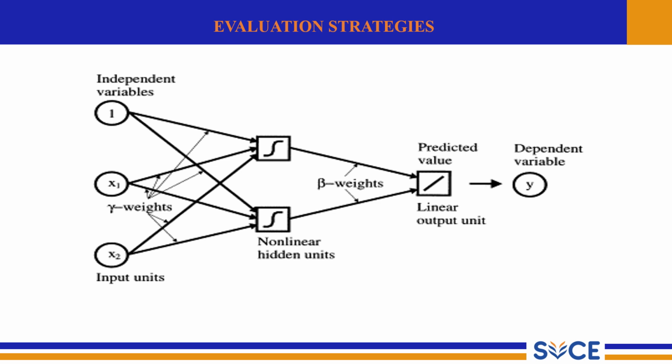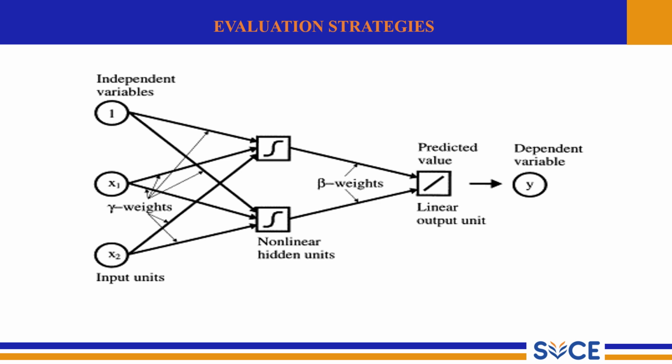Each input is connected to the hidden layer through a set of weights called gamma weights. These hidden units apply nonlinear transformations to the inputs, allowing the network to capture complex patterns in the data. The outputs from the hidden layer are then passed to the final layer, the linear output unit, through another set of weights known as beta weights. This unit combines the signals and produces a predicted value which corresponds to our dependent variable y.